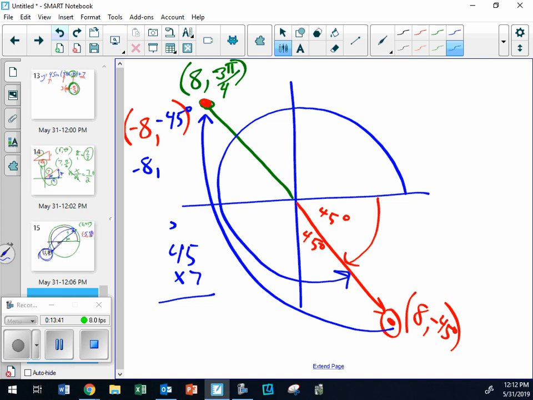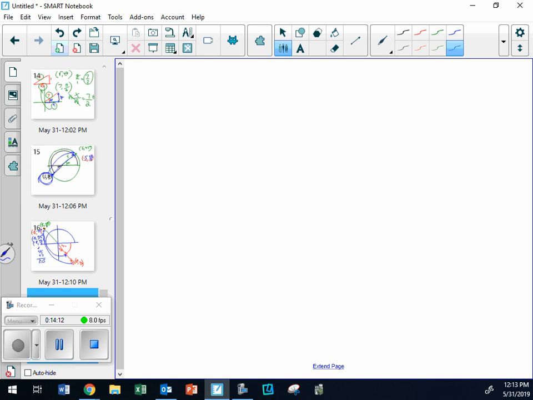Let me do it here. No, that's not right. 315. There we go. So 315 degrees, or negative 8 comma, if I did it in a big number of radians, that would be 7 pi over 4s. Very good. Those would all be correct answers. Okay, so that's how you take polar and make them have negative r's or negative angles. So many different things to know.